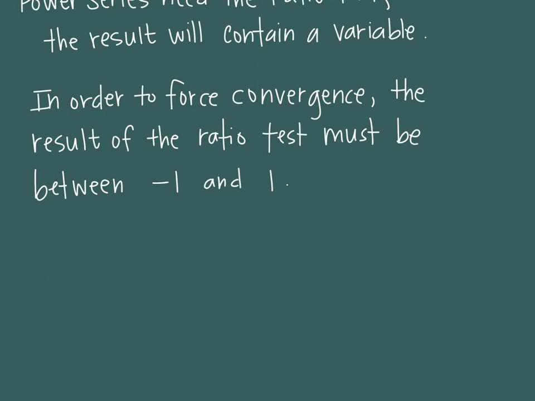So for the ratio test, if it's converging, didn't it just have to be less than 1? Yeah. For a regular series, any kind of series that doesn't involve a variable. If you're involving a variable, it's the absolute value, so it has to be between -1 and 1. Okay. All right.